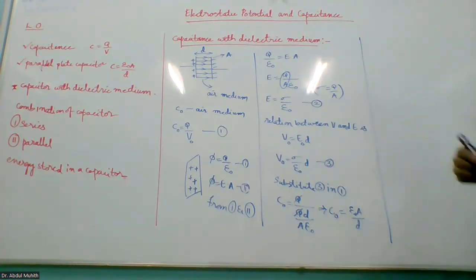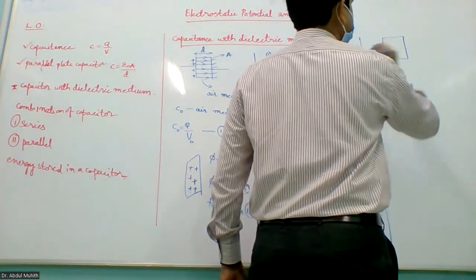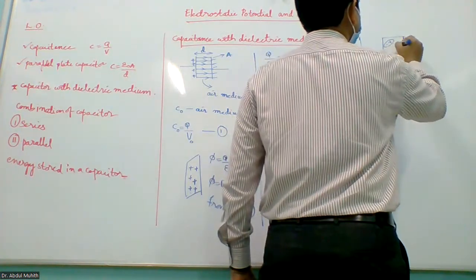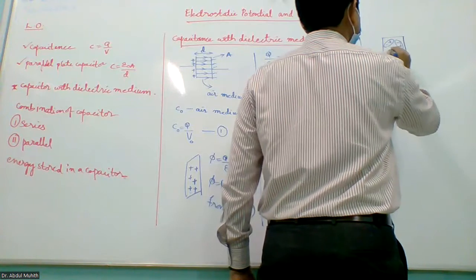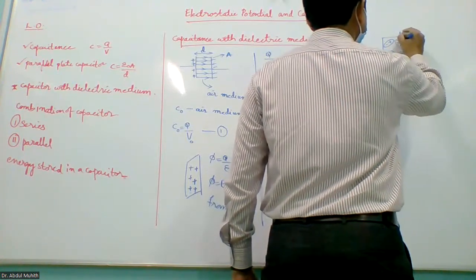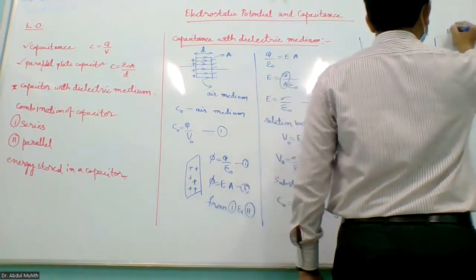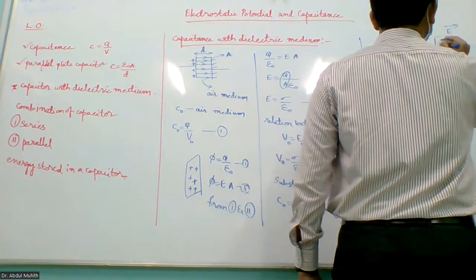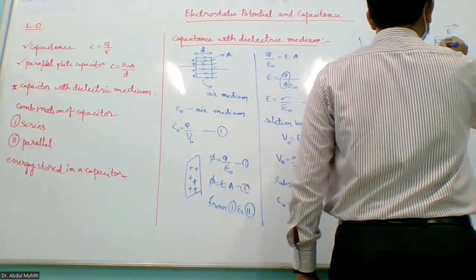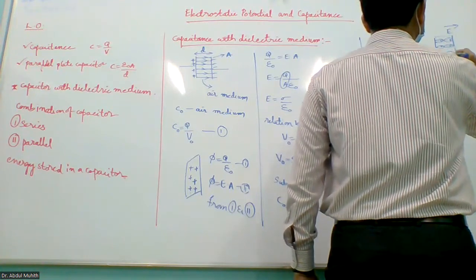Once again, see here. This is the dipole. These are the dipoles. This is positive, negative, like this. Positive, negative, then negative, positive. This is when the electric field is 0. When you place the electric field here, what will happen? All the dipoles will be arranged in this pattern. Positive, negative, positive, negative. Understood now?